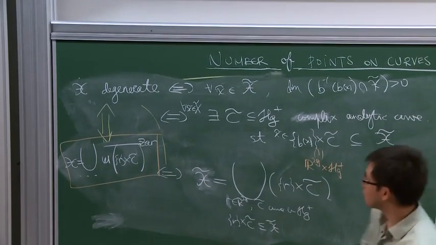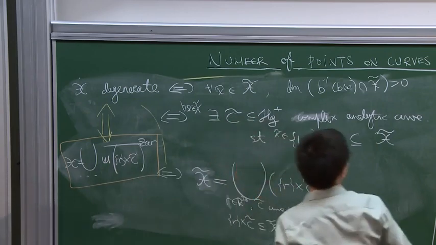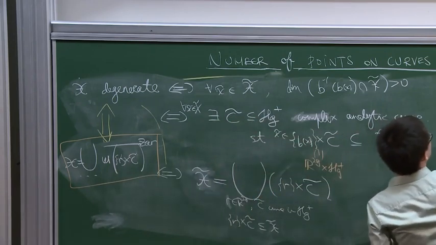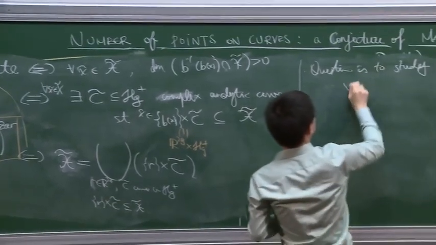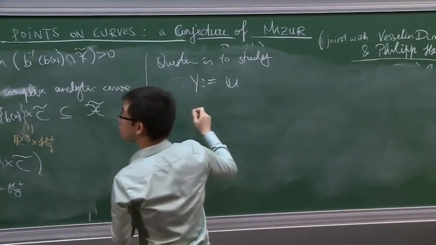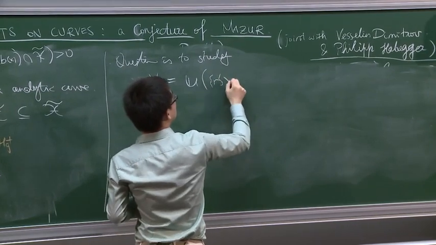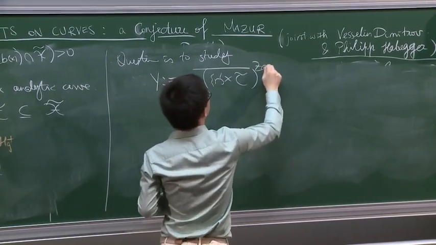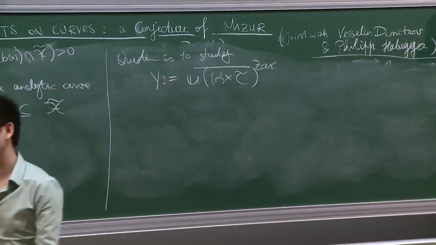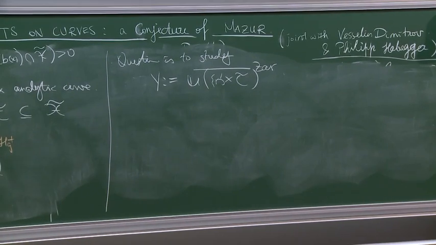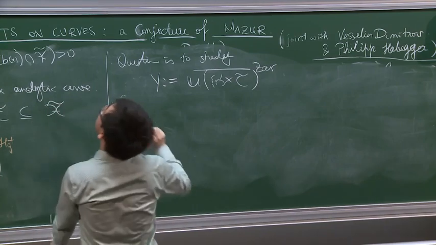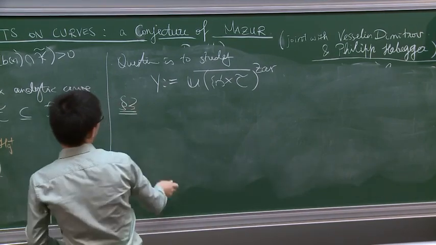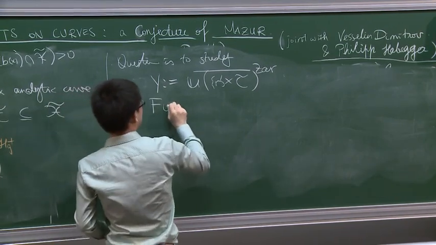Now we want to study these things. Now the question is to study these Zariski closures. What properties should they have? And this is the next part of my talk, maybe number 3, functional transcendence.